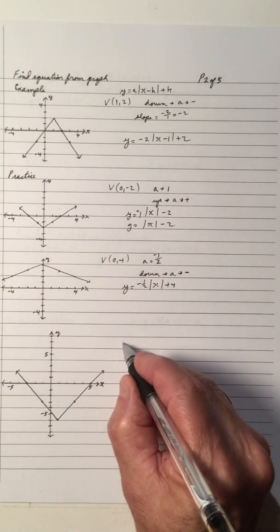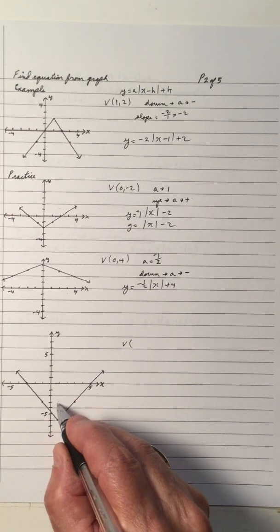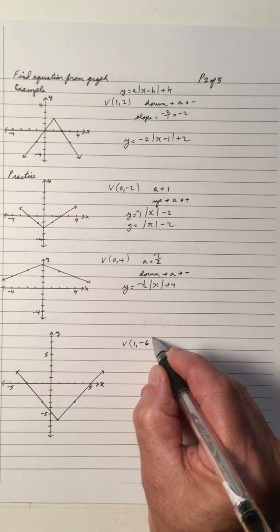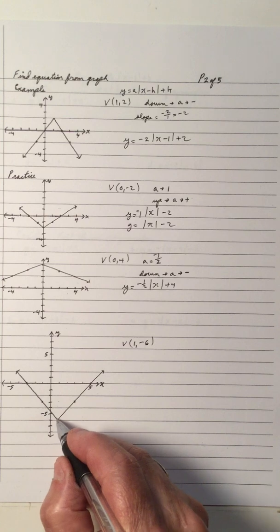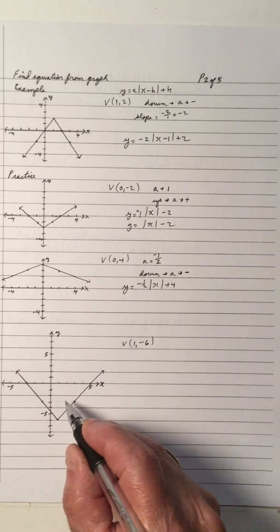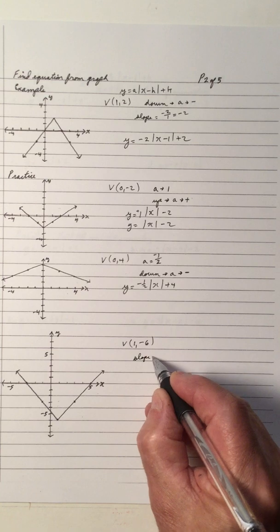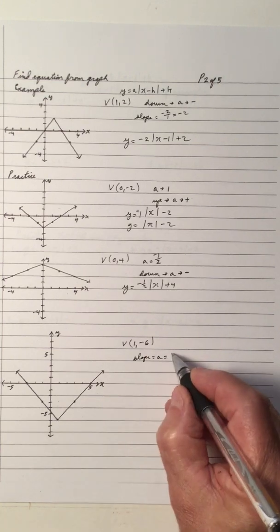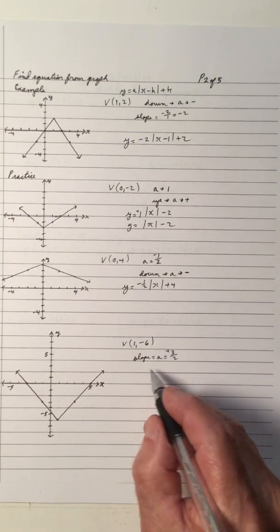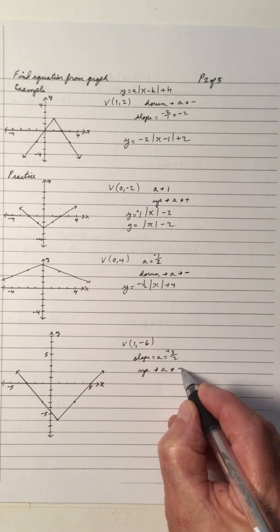And this one, we have a vertex. X is 1, 1, 2, 3, 4, 5, 6. So x is 1, y is negative 6. And the slope is 1, 2, 3, 1, 2. So the slope, which is the A, is 3 over 2, and it's positive. And again, just to remind you, it opens up, so that means A is going to be positive.